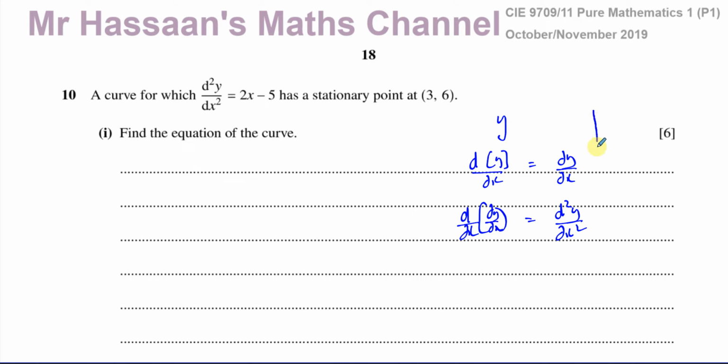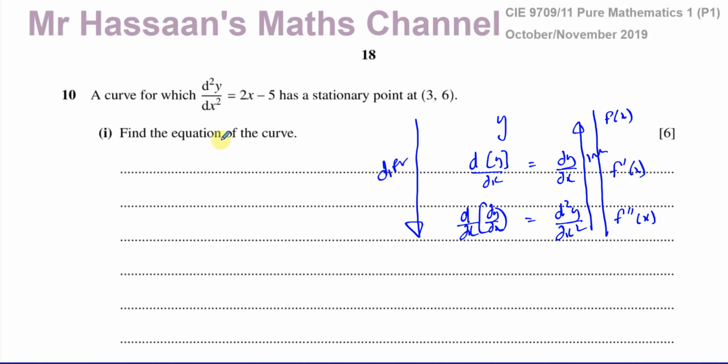If you're given it in terms of f of x, this would be f of x, this would be f dash of x, and this would be f double dash of x. Not minus one, no dash. This is the original function, this is the gradient function, and this is the second differential, which tells us about how the gradient is changing. If we go this way, we have to differentiate. If we want to go that way, we have to integrate.